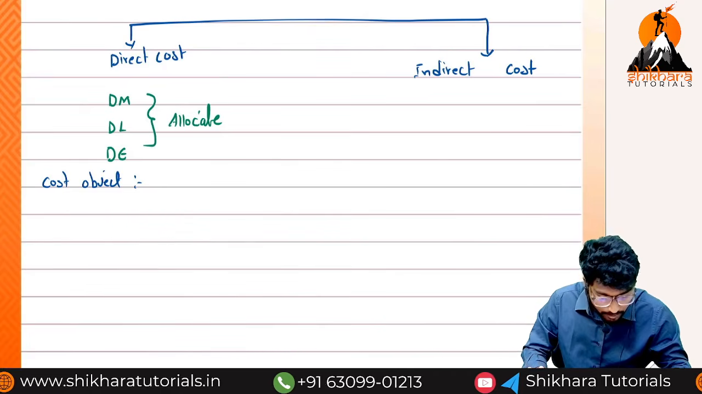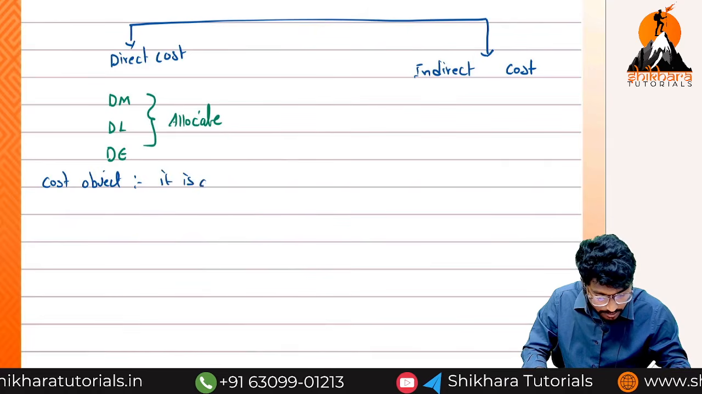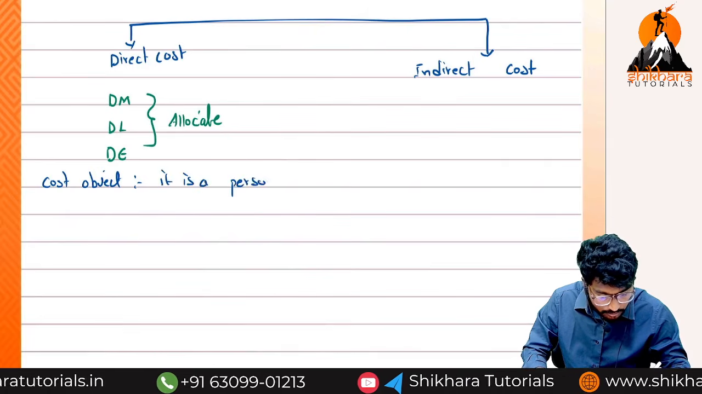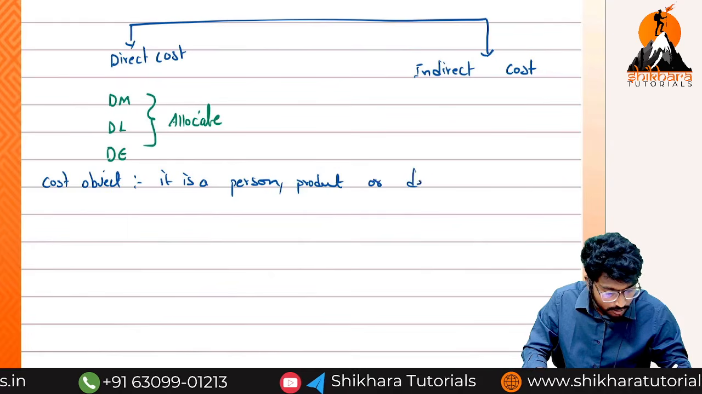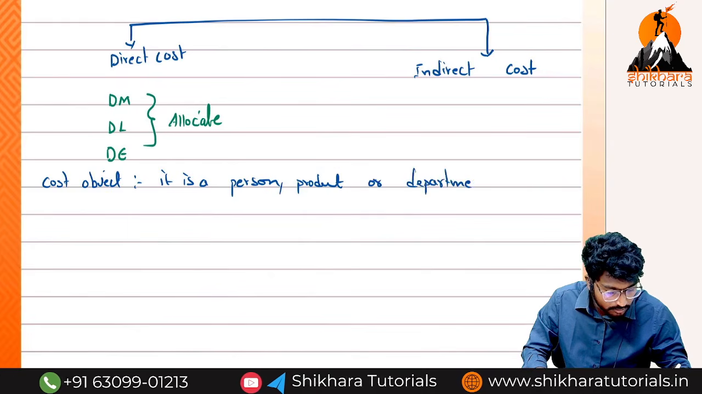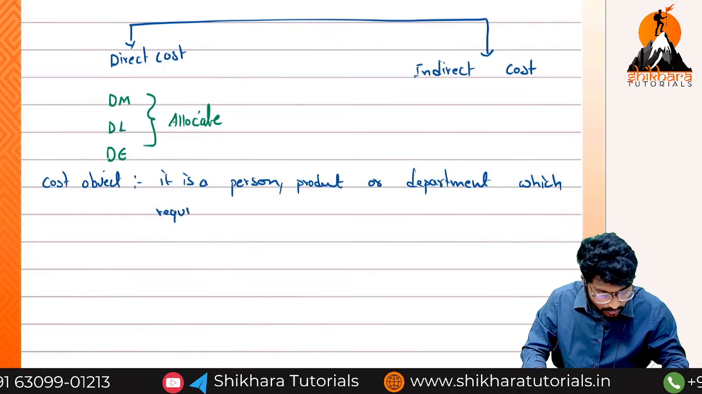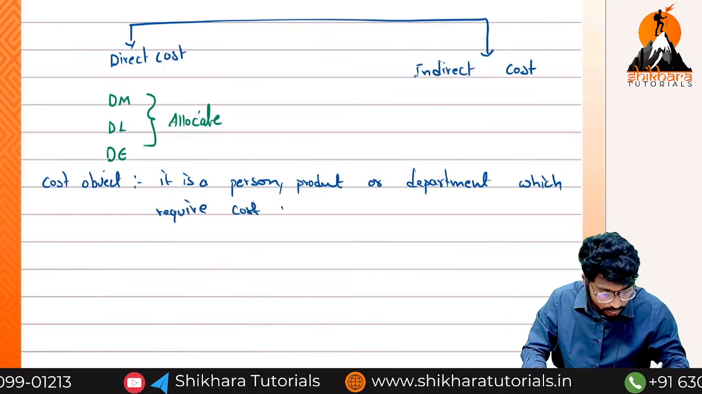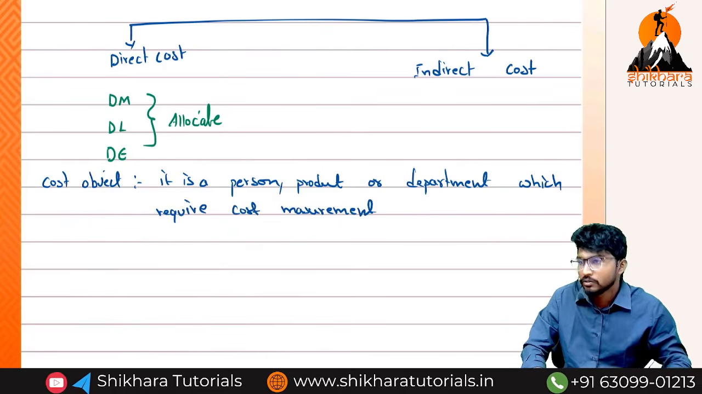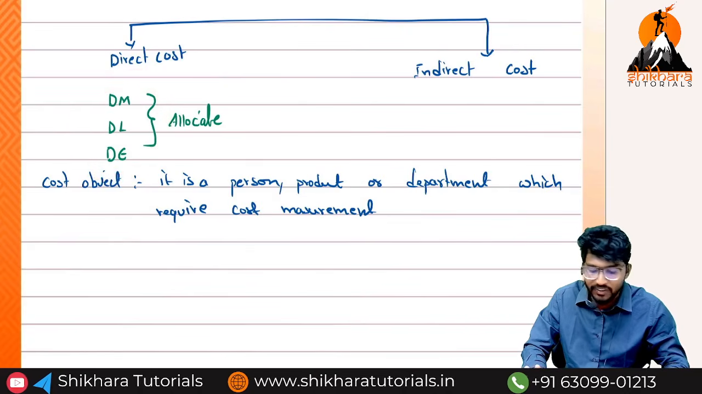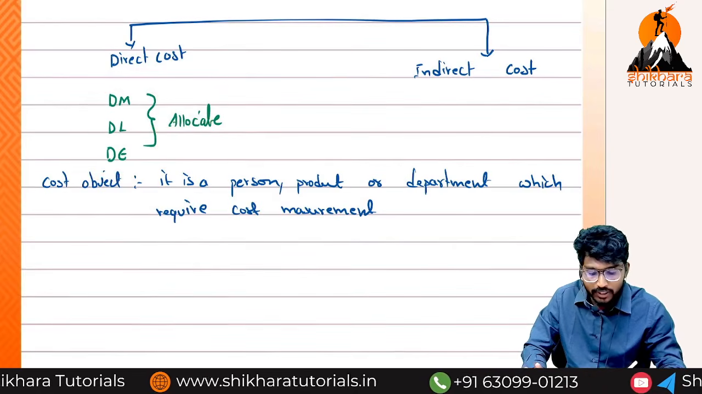Cost object is a person, product, or department which requires cost measurement. So for all direct expenses, what we will do? We will directly allocate to the cost object. That's it. Now we have some indirect expenses.